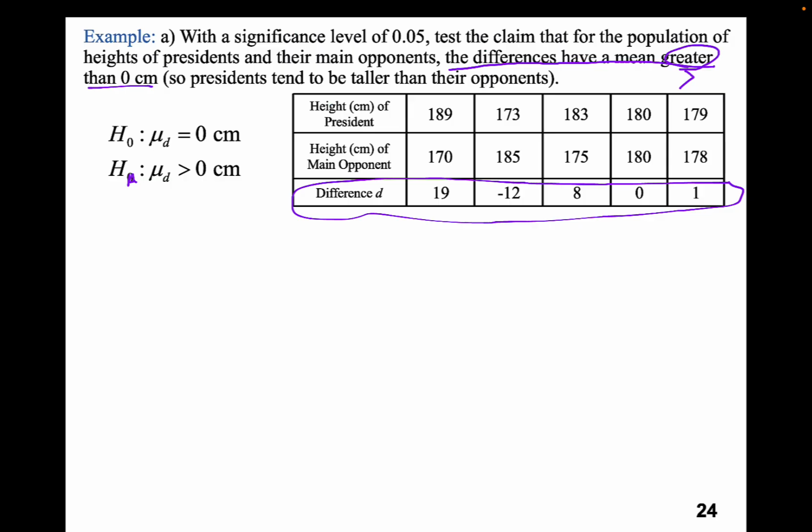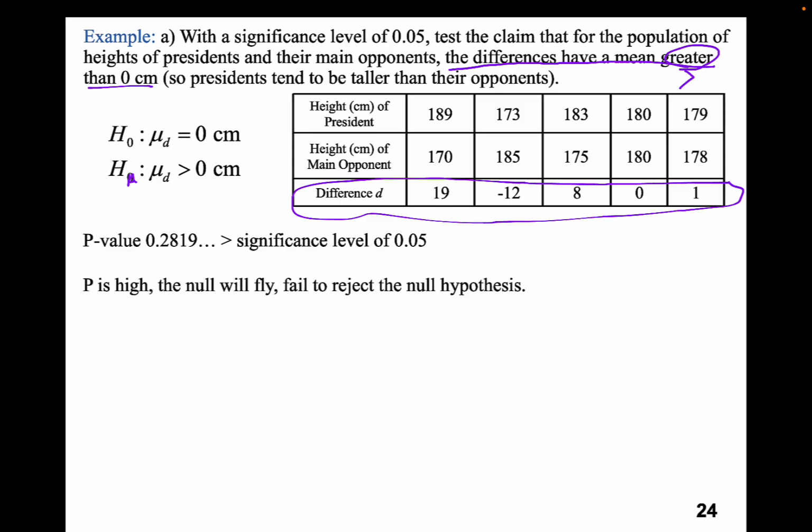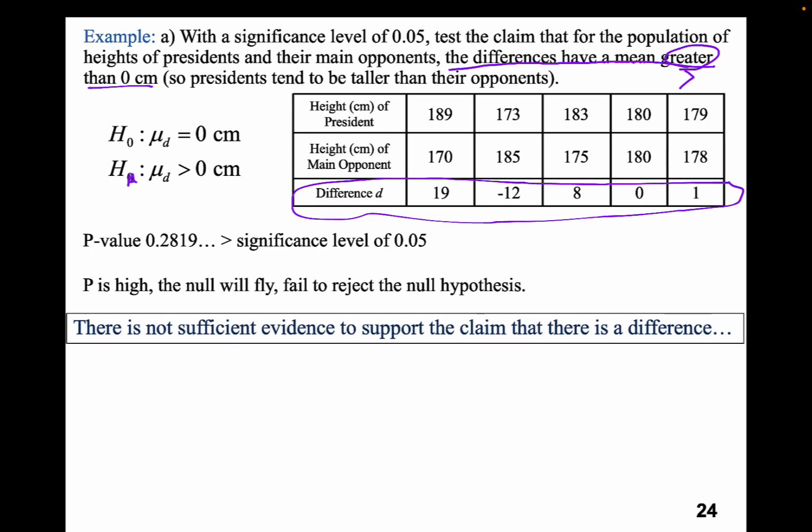So we'll compare that to the significance level. And it turns out for this one, p is high. If p is high, the null will fly. So we're not going to reject it. We fail to reject the null hypothesis, and then we say that there is not sufficient evidence to support the claim that there is a difference in the mean of the differences.